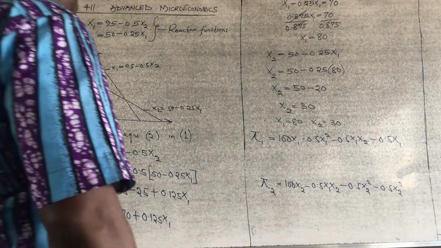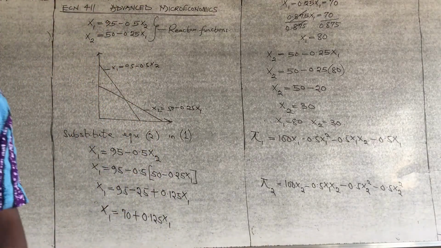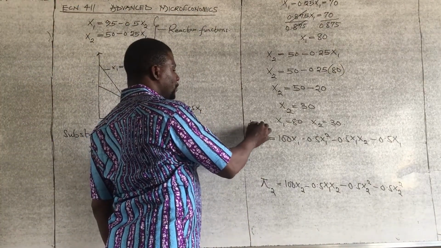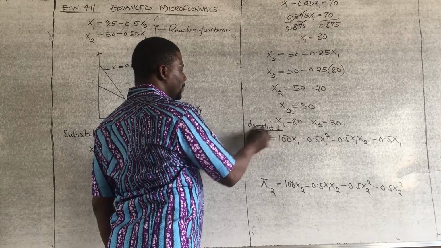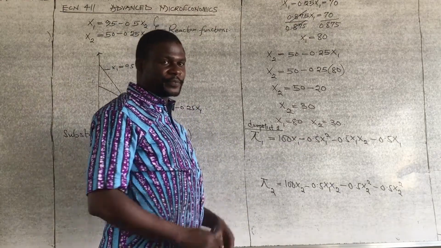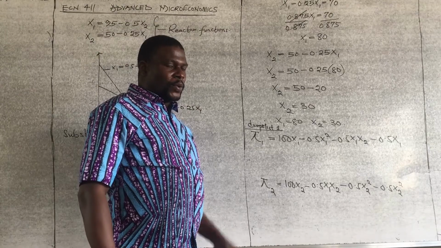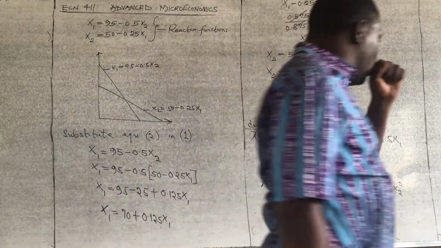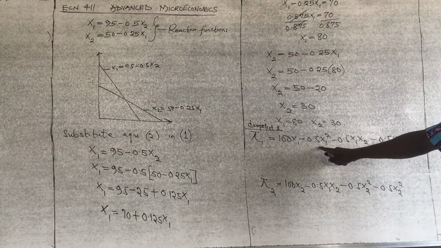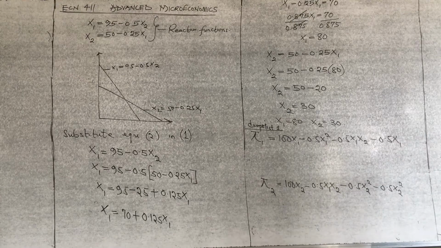Now, taking it down for duopolist 1. So we'll do it for duopolist 1. Is it 5x1 or 0.5x1? Which one? 0.5 is correct. Check in your notes. Let's look at the square. Check your notes.